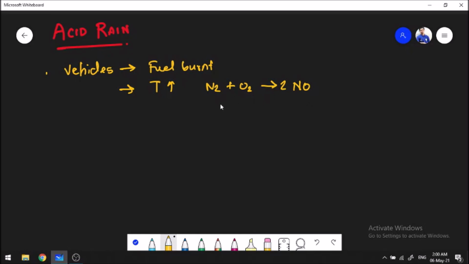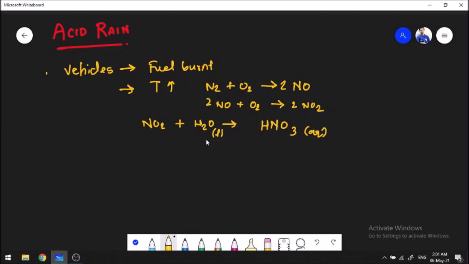What happens is this nitrogen monoxide can further react with more oxygen inside the same combustion chamber to produce nitrogen dioxide. So what is the problem with this nitrogen dioxide? We will see right now. This nitrogen dioxide can combine with water to form nitric acid. So this is basically an aqueous solution of acid.